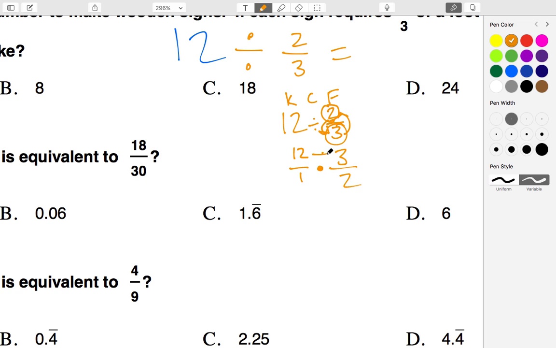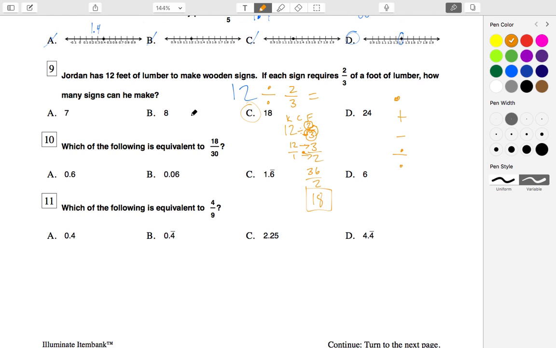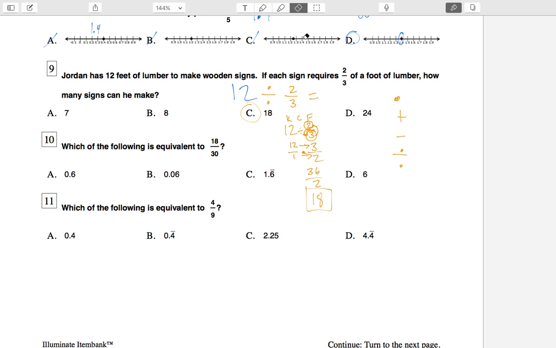So now multiply across. 12 times 3, 36. 1 times 2, 2. 2 goes in 36, 18 times. So C looks like it will be your answer. Read it one more time. Jordan has 12 feet of lumber to make wooden signs. If each sign requires 2/3 of a foot of lumber, how many signs can he make? So he can make 18 signs. All right. Let's go to 10 and 11, and then we will stop the video here.